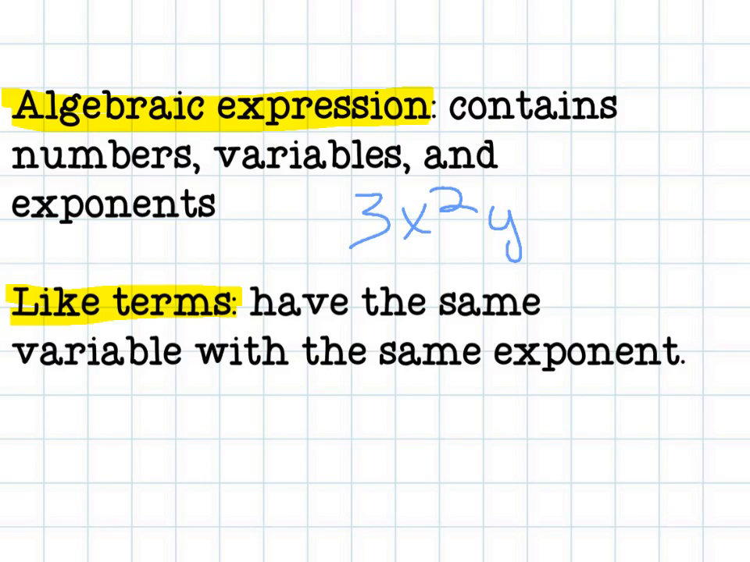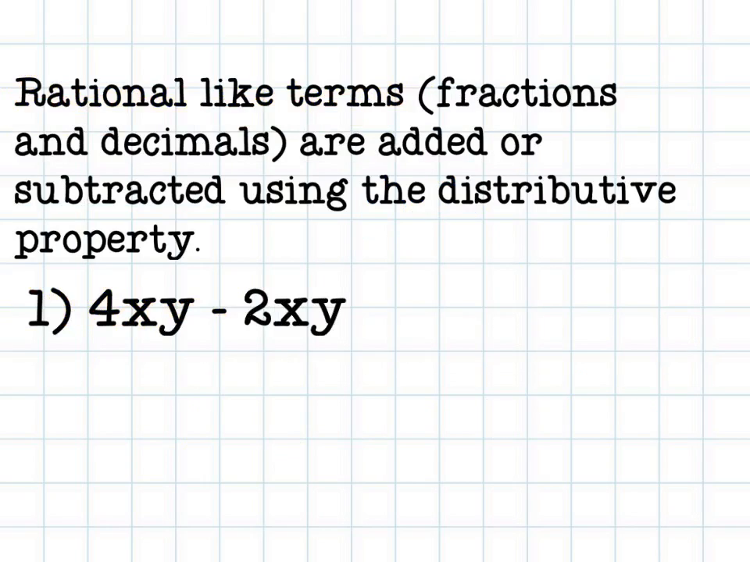Now, like terms are terms that have the same variable with the same exponent. So if I had 3x squared y, something with like terms could be negative 5x squared y. They are like terms because they have the same variables with the same powers. Now, when we do rational like terms, that means ones that usually have fractions and decimals, they are added or subtracted using the distributive property.